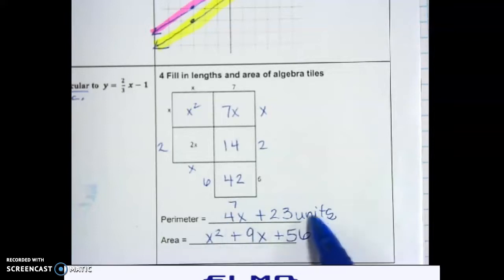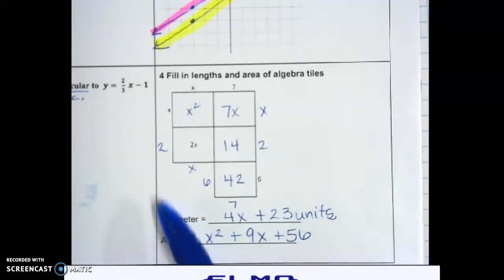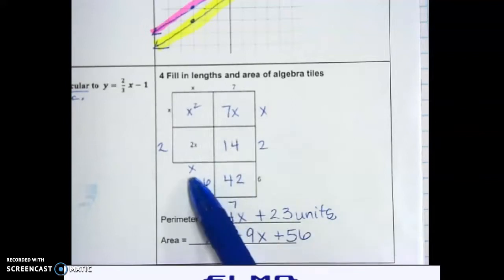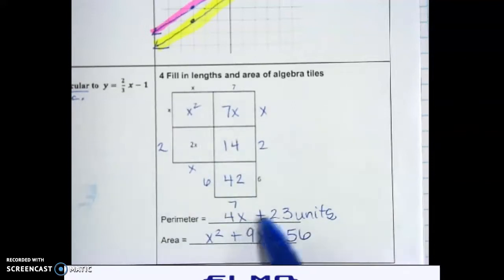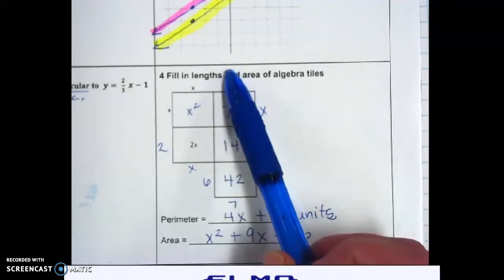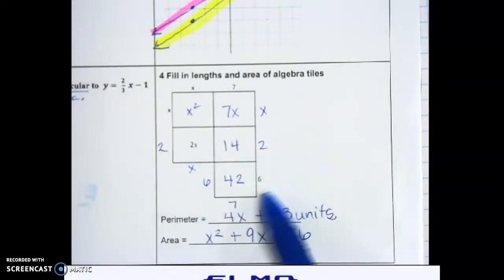To get the perimeter, I added up everything on the outside of the figure. So there were 4 x's, 1, 2, 3, 4. That's where the 4x comes from. And there were 23 ones: 7, 2, 2, 6, 6, 7.